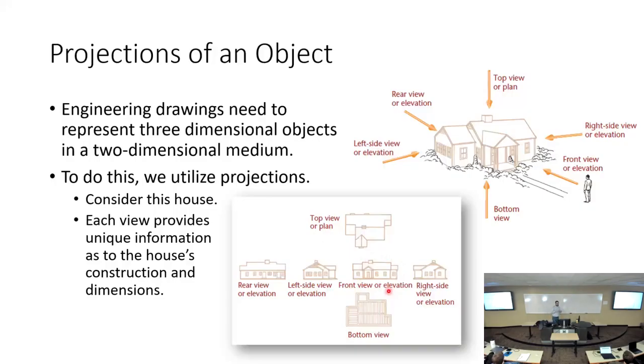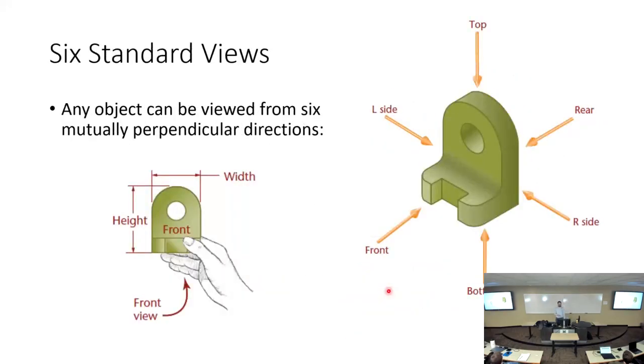And so in the case of this house, each view offers unique information, okay? I would argue that if I was producing drawings for this house, I would probably use all 6 views or some variation of all 6 views because every view gives me new information, okay? Every view gives me something new that I didn't have before.